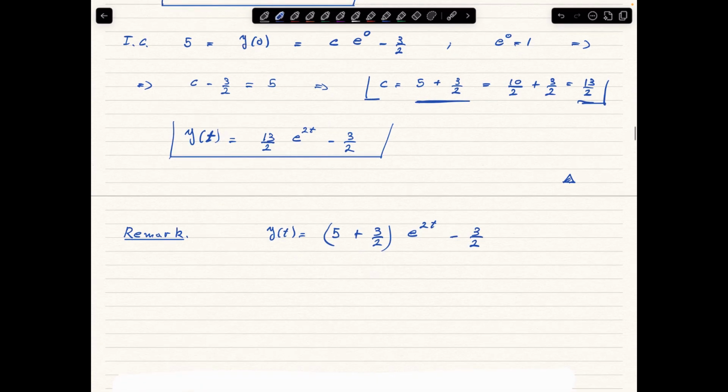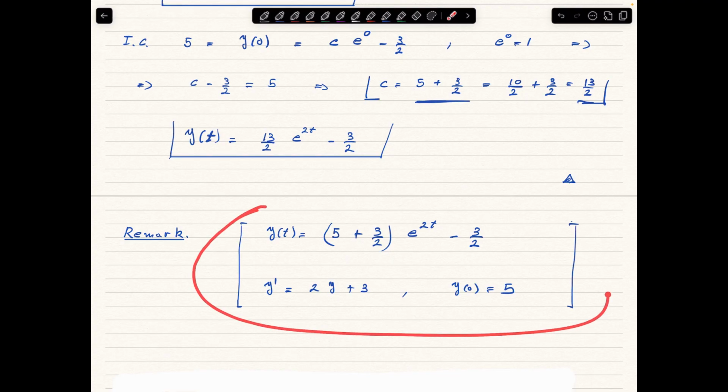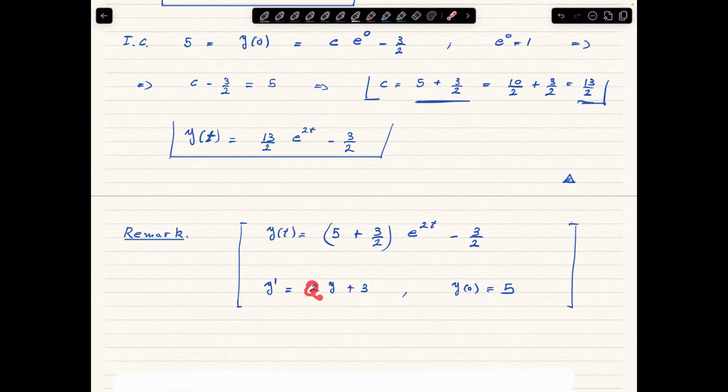This is the solution of what problem? This is the solution of the equation y prime equal 2y plus 3 with initial condition y at 0 equal 5. This is what we have found. So now it's very easy to generalize the calculation done in this problem to a calculation where here we have a. That means here we are going to have a, here we are going to have a, and here we are going to have a.